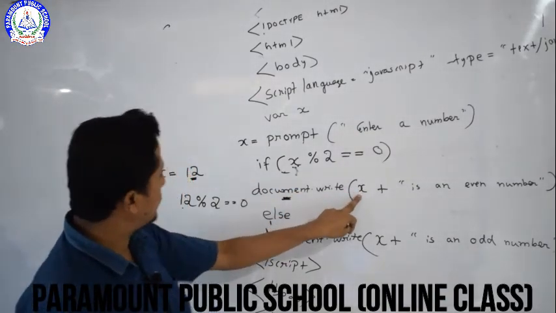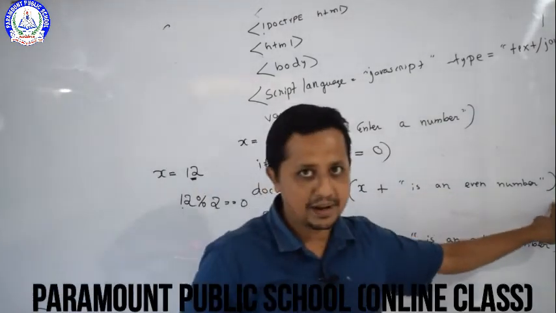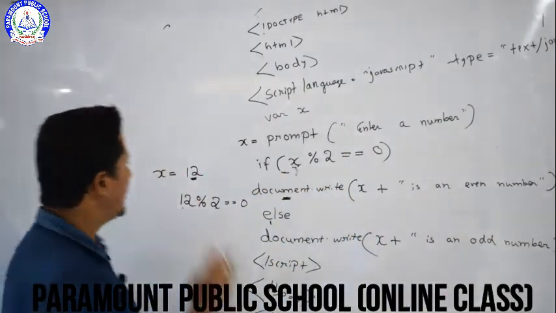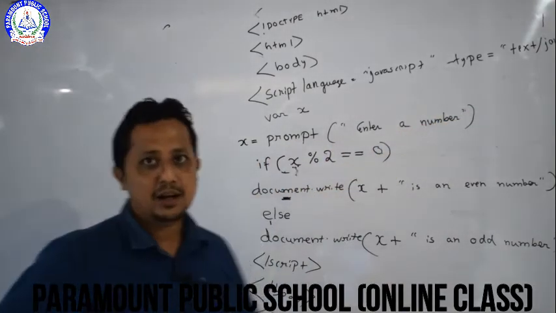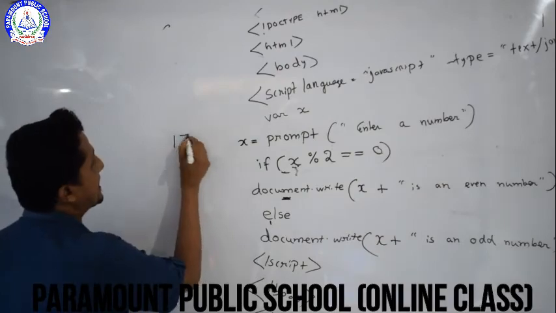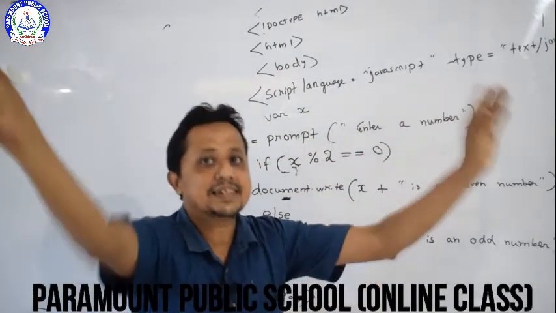So the answer will be like this: the value of x is 12. 12 is an even number. I am just testing with another example. Say, prompt: enter a number. Suppose when it asks to enter a number, I have given the number as 17.